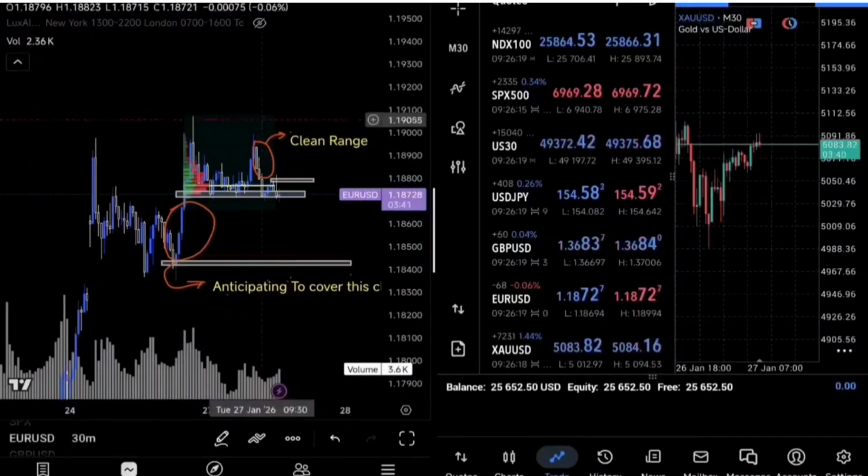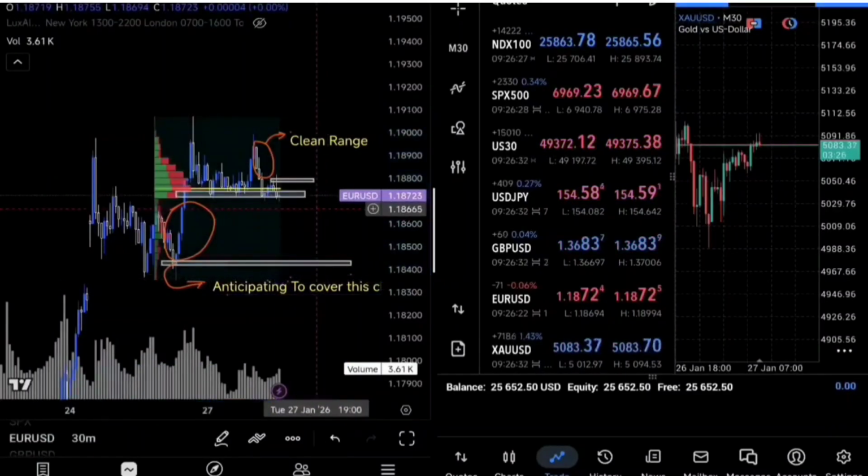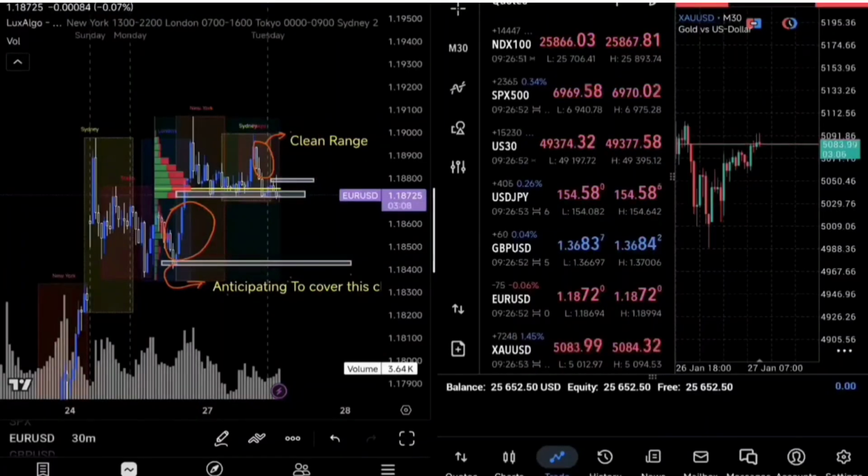This is a volume profile, a fixed range volume profile, and I use this to know where most of the trading activity has happened. This is a quite helpful tool.